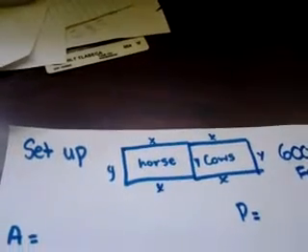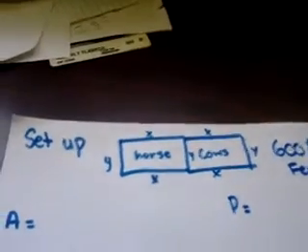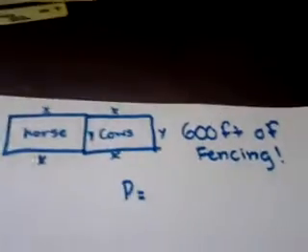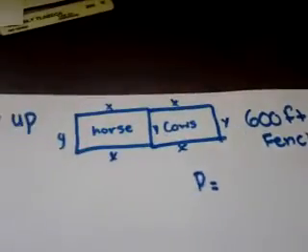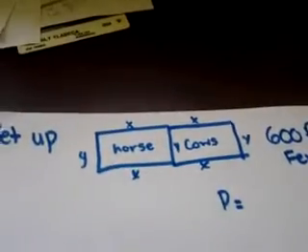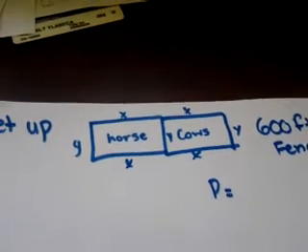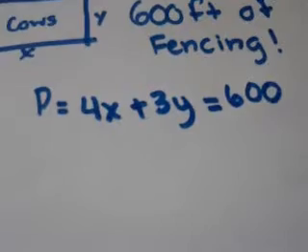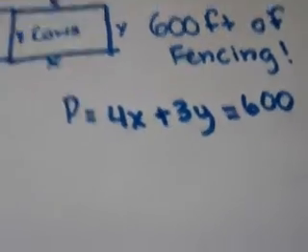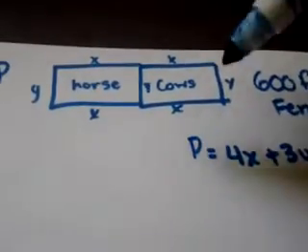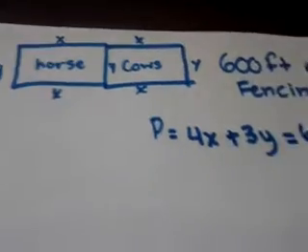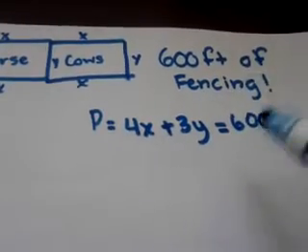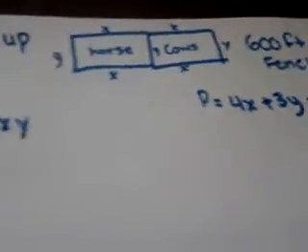To solve this equation, we first have to set it up. For fencing, we need 600 feet of fencing, and so the horses and cows have to be right next to each other. We will start off with the perimeter. The perimeter will be 4x plus 3y equals 600. It will be 4x because there are 4 x's and 3 y's, and 600 feet of fencing will be needed.